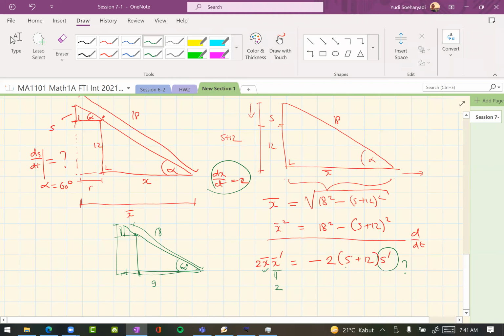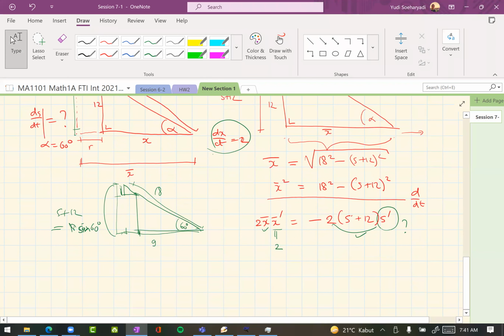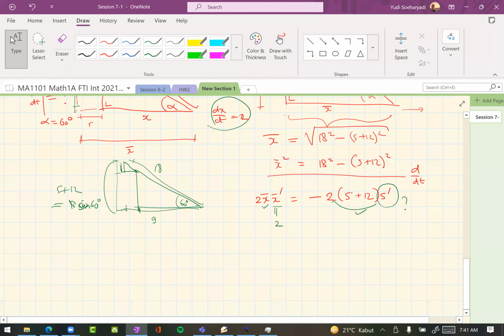Or if you notice, S plus 12 is the height for the whole thing. The height for the whole thing is cosine, sorry. So you get also this one. So you can find this S prime. So that's how you do this one. I'll let you finish the computations.